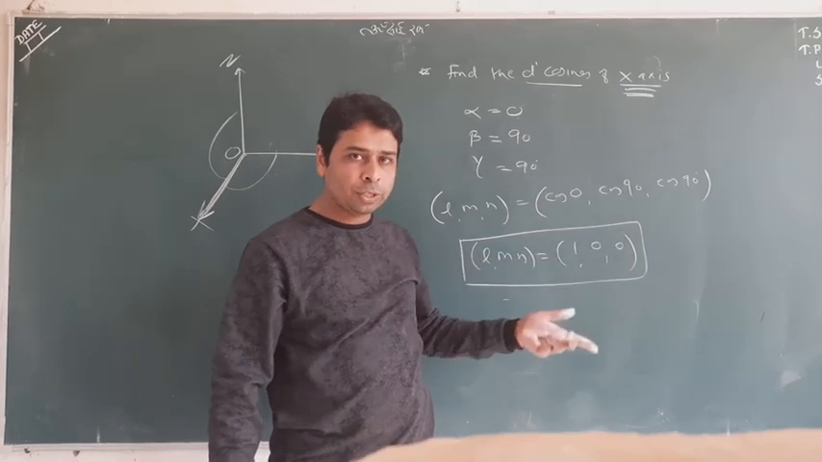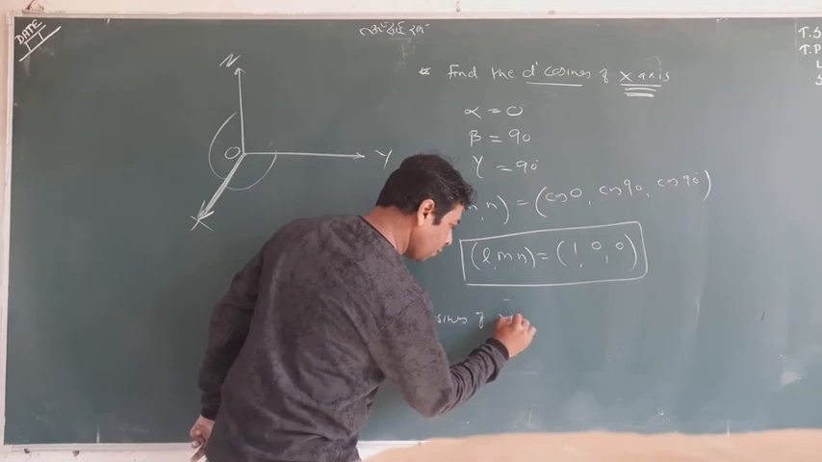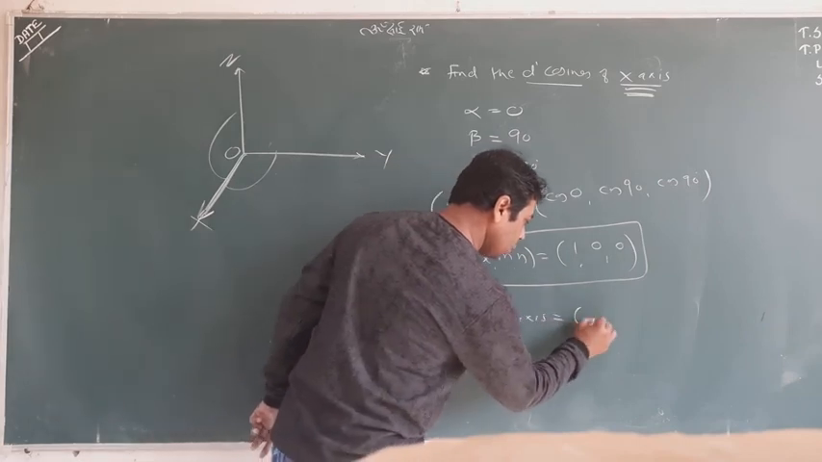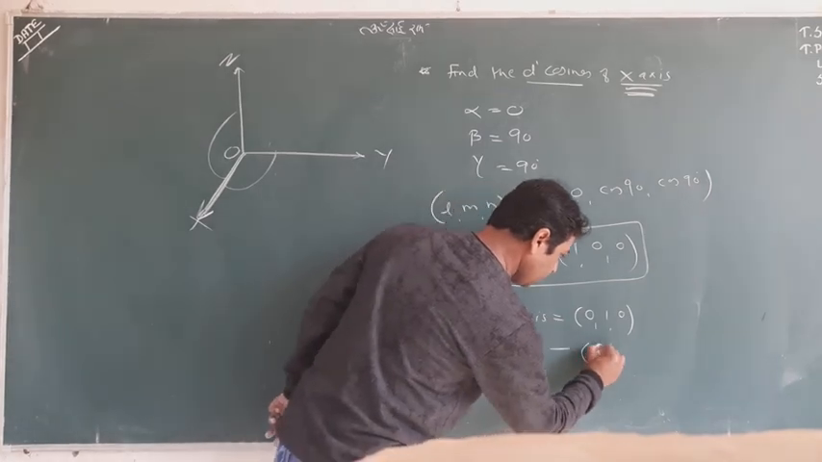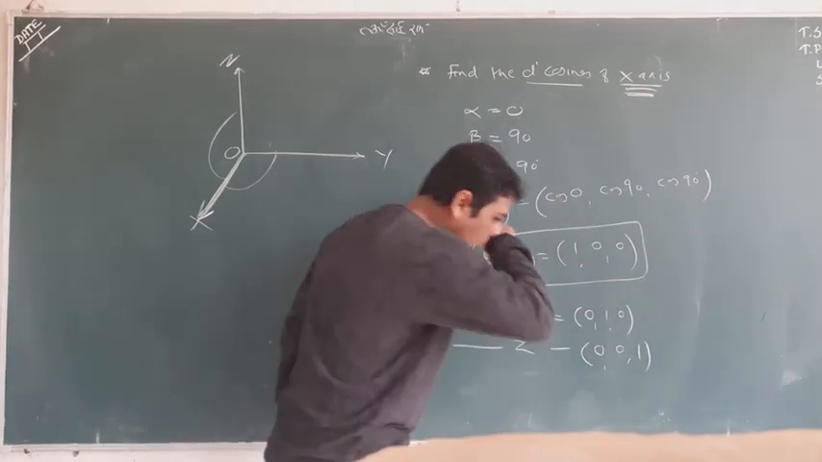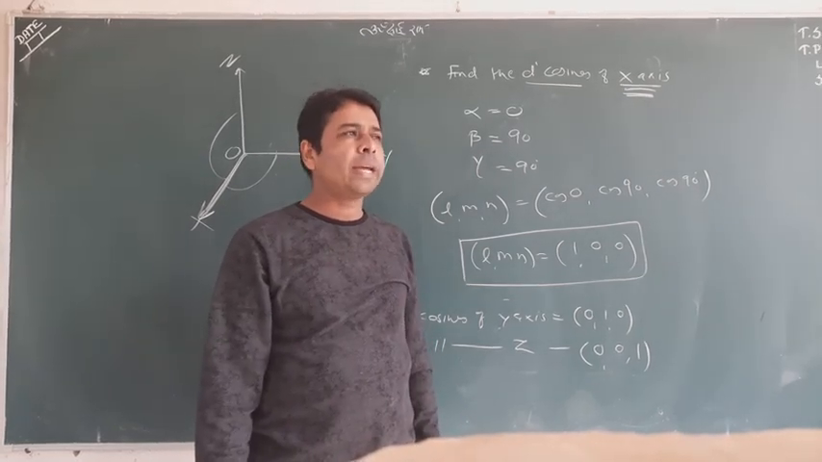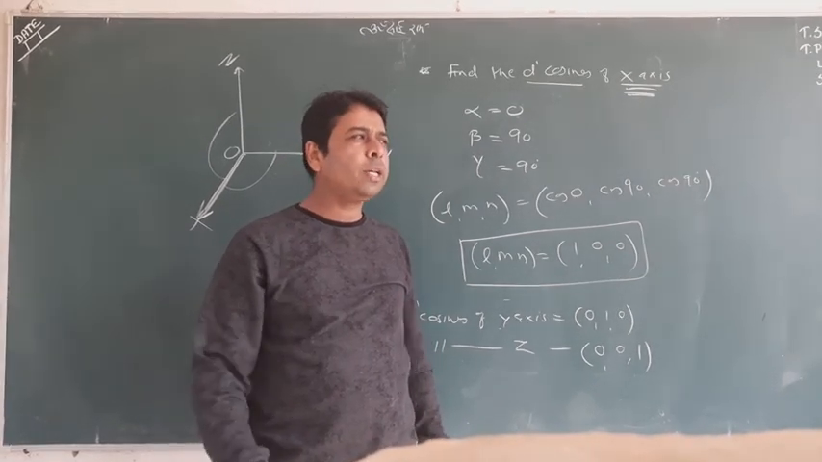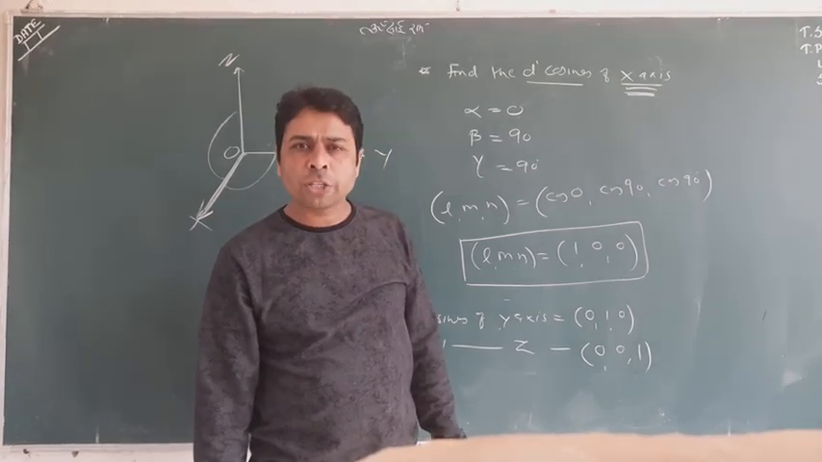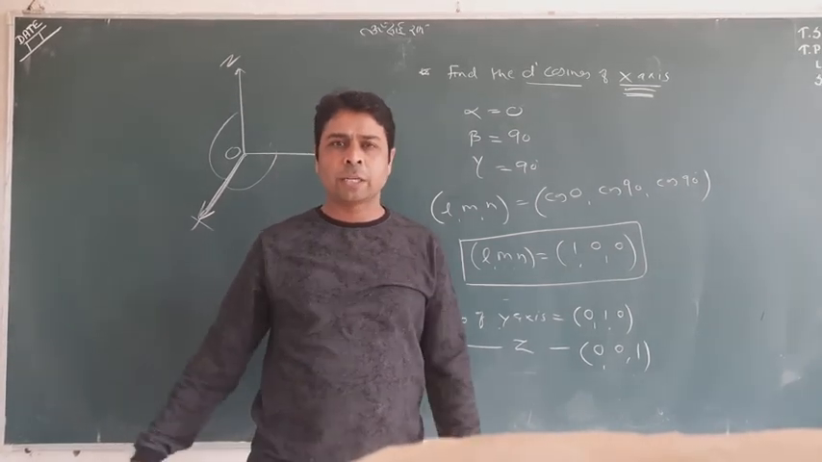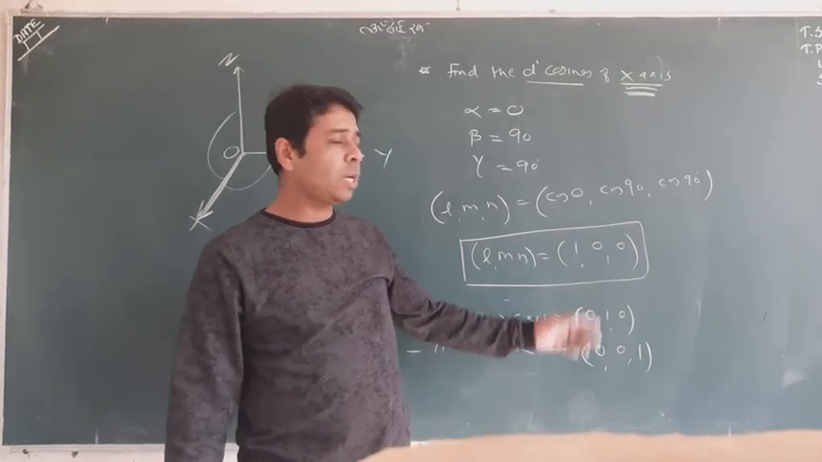And similarly, you know it. The direction cosines of the y-axis will be 0, 1, 0. The direction cosines of the z-axis will be 0, 0, 1. And direction ratios of an axis actually cannot be found, or actually they never happen. We never talk about direction ratios of any axis. We always talk about the direction cosines of any axis, which we have already found here.